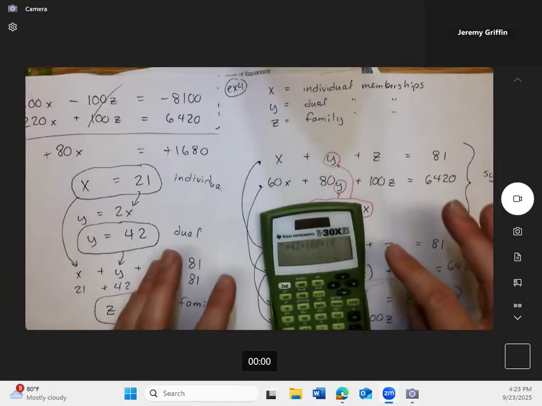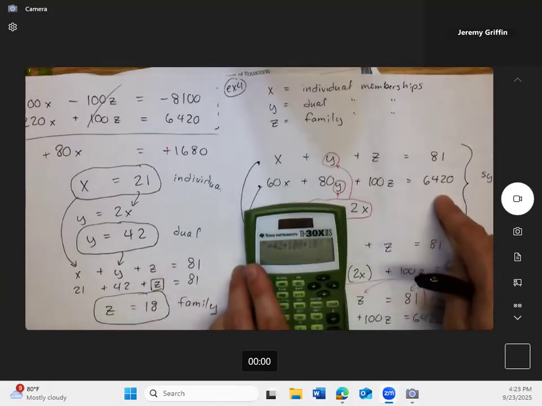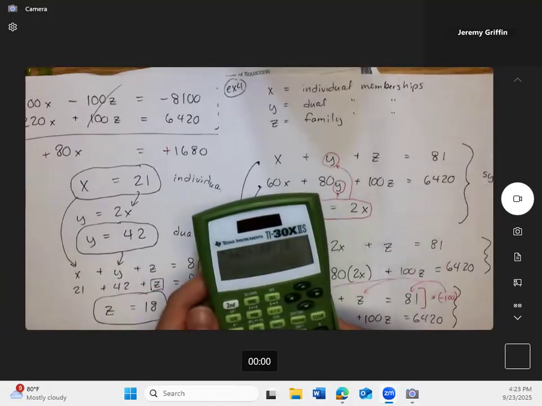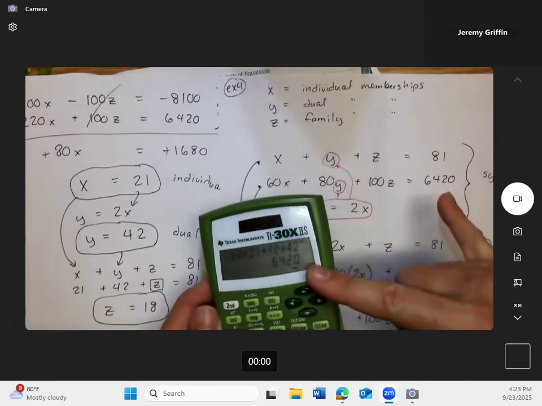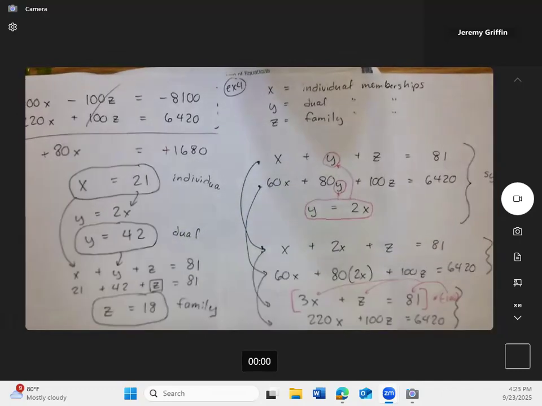Okay. Now, if everything's good, this should add up to 6420, and I know everything is correct. It sure is 6420. Oh yeah, we are winning. That's what success looks like. So moving on.